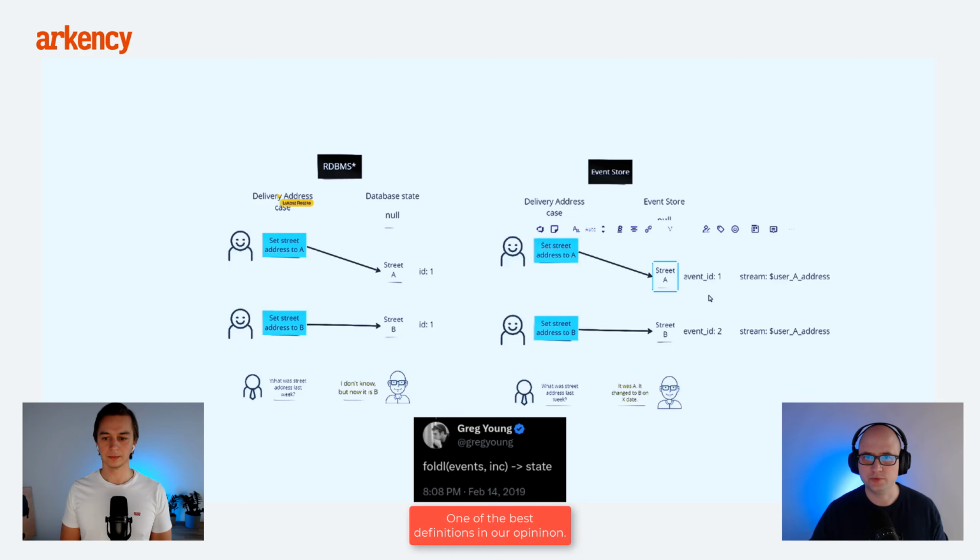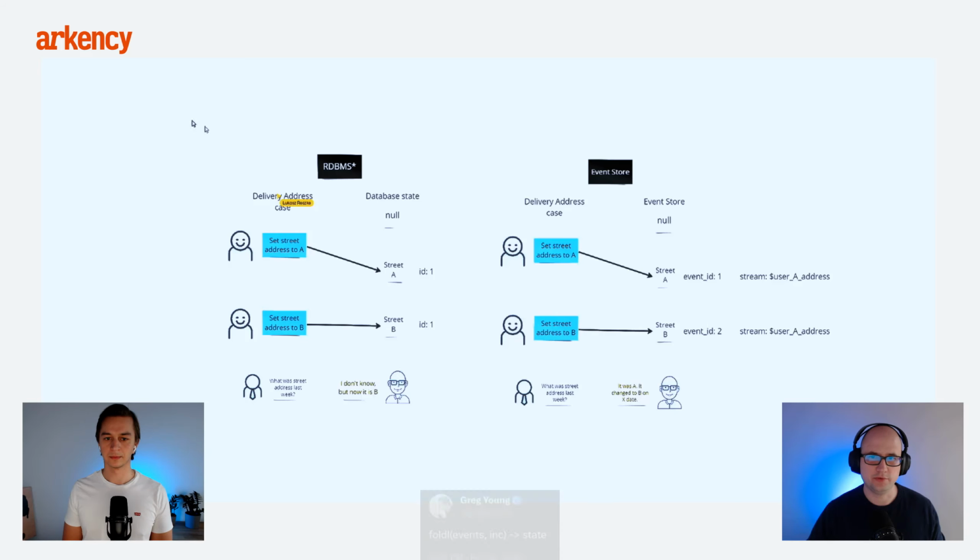So we read the first event and apply that it was address A, and then the address changed to B, and we apply it to the object. So we know that currently the user has the B address, but we also know what the address was a week before. So basically I would compare those two approaches in this beautiful drawing done by Łukasz.